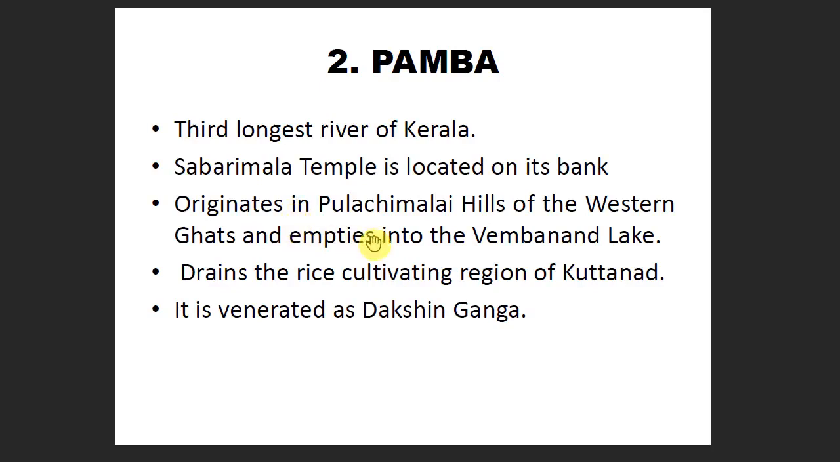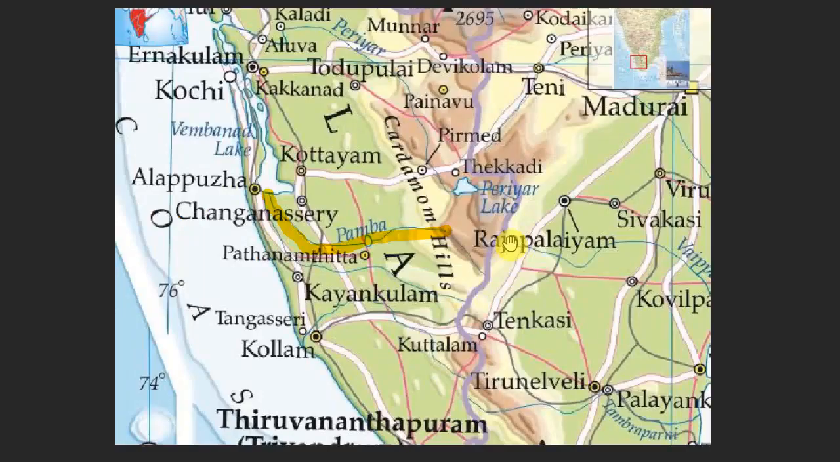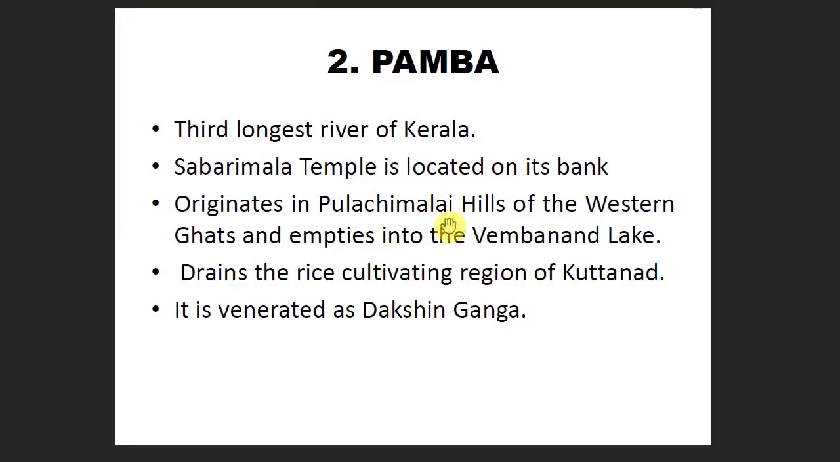It originates from the Pulachimalai hills of the Western Ghats and empties into the Vembanad lake. It's also the Cardamom Hills range that is here, if we cannot remember the local name for those hills, and it originates just near where the Periyar originates, just that the course of the river is different, but we can see that the conclusion is not very different.